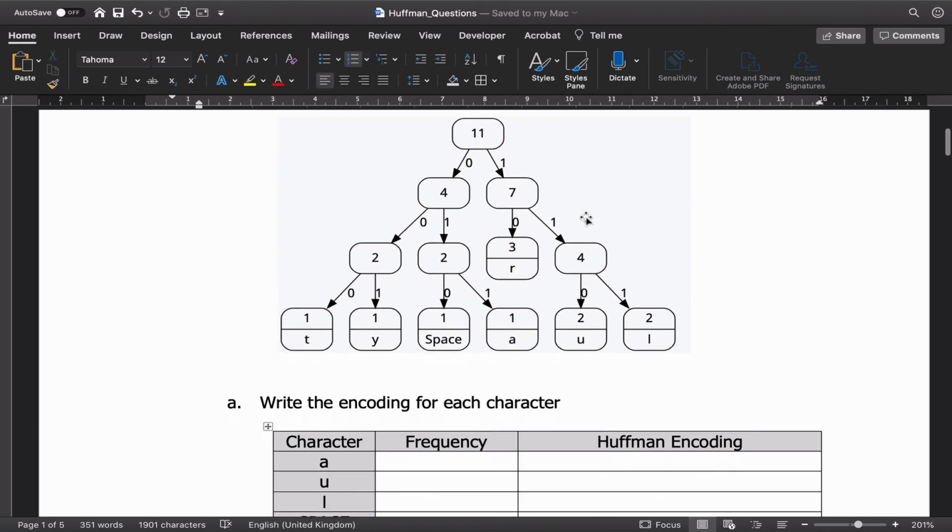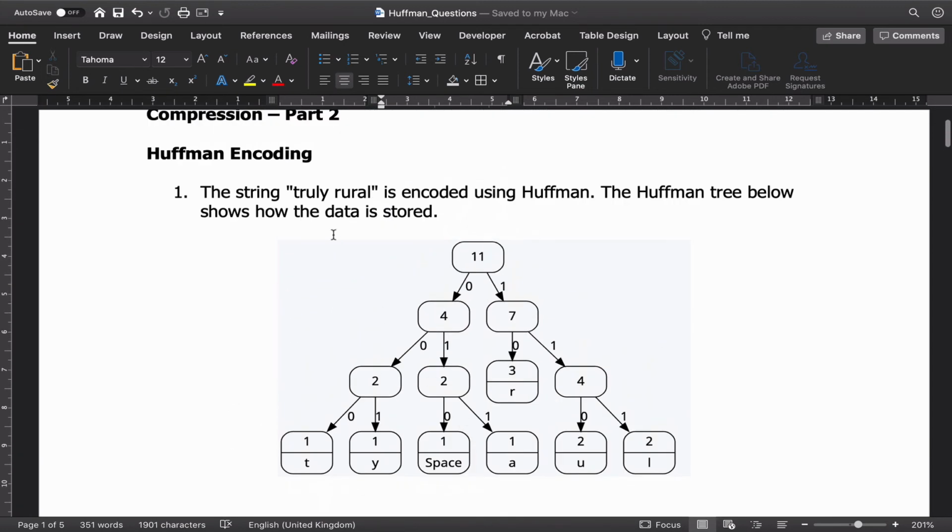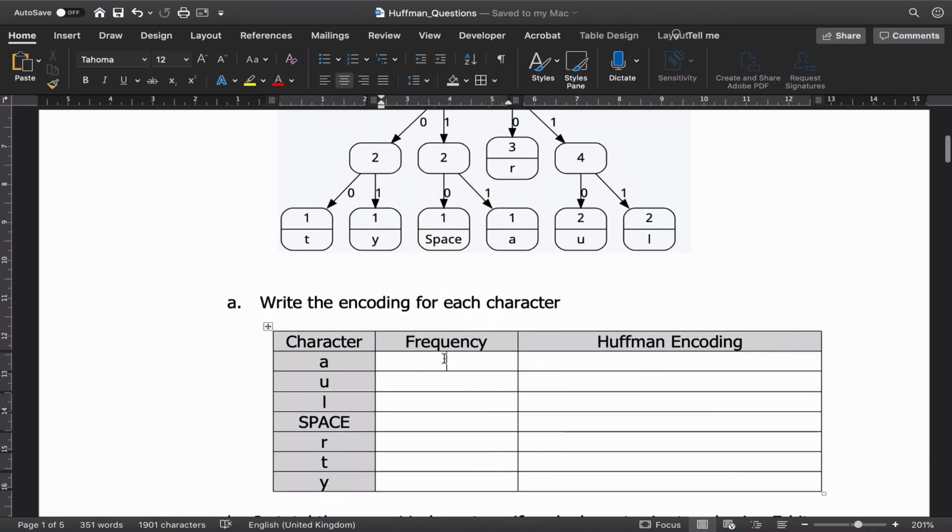So you can see here, character A, your job is to figure out how do we get to the letter A. So what path do we need to follow to get to the letter A? So we need to write the Huffman coding here, and we need to write the frequency of the letter in the string here. So if we look, we can see there is 1 A, therefore frequency will be 1, and that allows us to do the Huffman coding there.